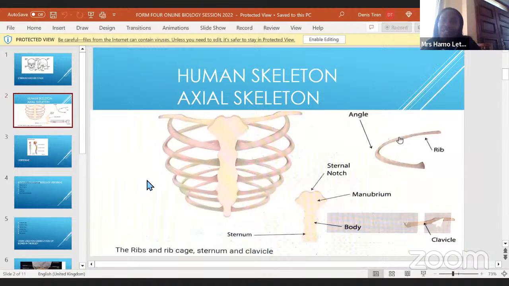For the rib, you've got two regions. You have the costal cartilage of the rib that is attaching the rib to the sternum. It is a soft cartilage. Then we've got the shaft, that is the curved part.